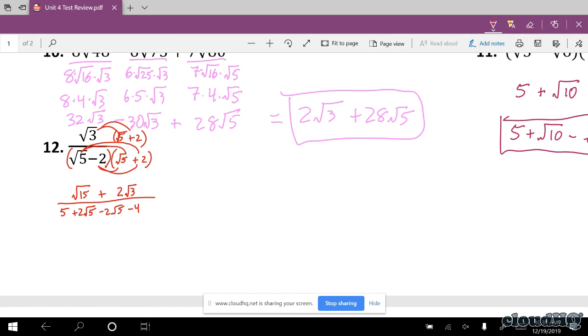Notice, here's why we use the conjugate. Look what happens in the denominator. 2 square roots of 5, negative 2 square roots of 5, they cancel each other out. So in our denominator, all we have left is 5 minus 4, which is 1. So I have a denominator of 1. If we have a denominator of 1, we don't even need to write the denominator.